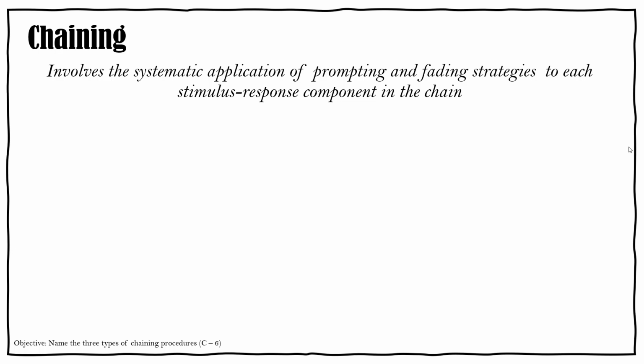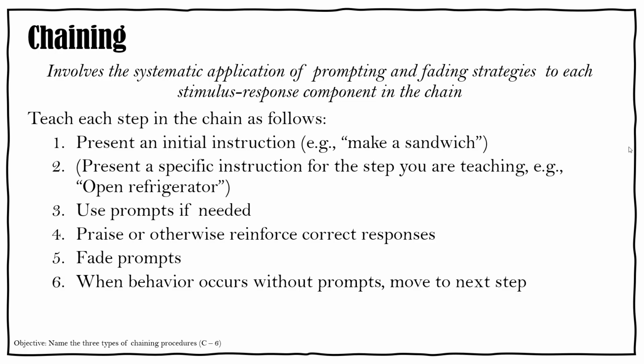So chaining involves the systematic application of prompting and fading strategies to teach each stimulus response component in the chain. So you have this complex task, you've broken it down, and you've done your task analysis, you have the stimulus response components, and chaining involves a systematic way you're actually going to teach those components in the chain. And to do this, we use our prompting and fading strategies.